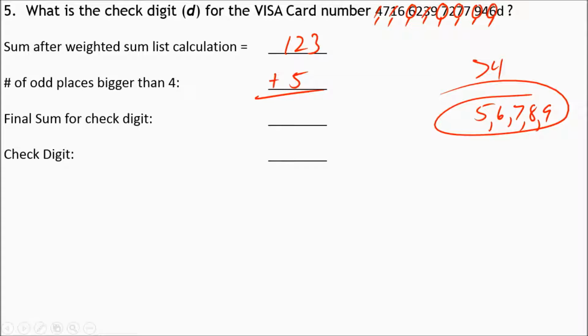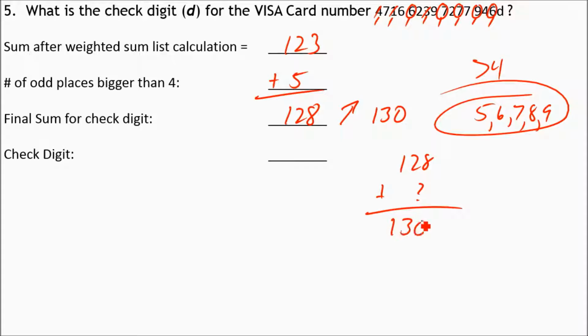So I'm going to add those together. 123 and 5 is 128. Round that up to 130. And then it's 128 plus what gives us that 130 for my check digit, right? And so that would be a 2. And so my check digit here should be a 2. Okay, that should make that credit card number valid.